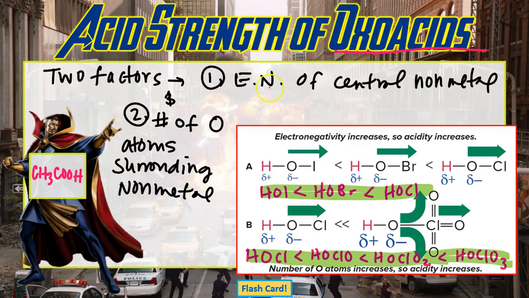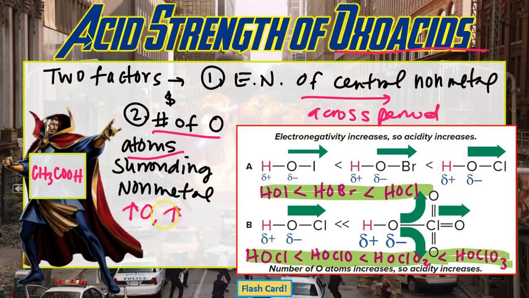The first is going to be the electronegativity of the central nonmetal. Of course, as we go across a period, that's going to increase acid strength, just like we saw before with the nonmetal acid hydrides, right? Then it's also going to be based on the number of oxygen atoms. So if you increase oxygen atoms, you're going to increase acid strength.